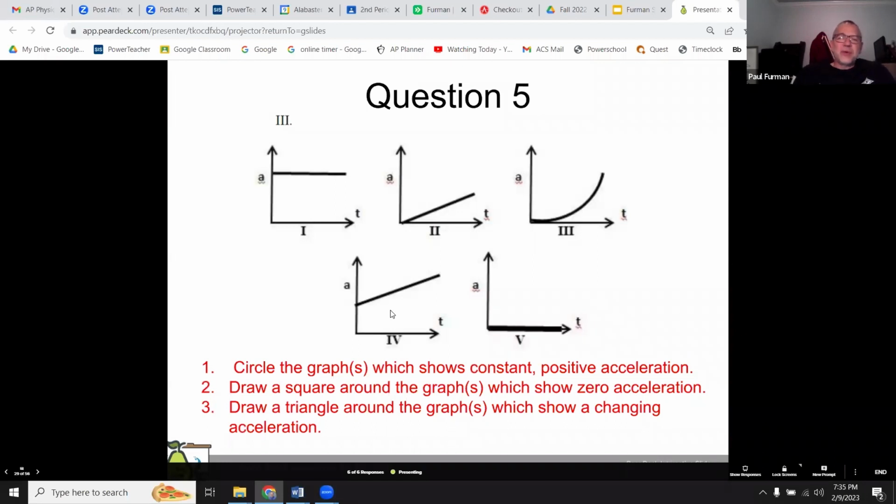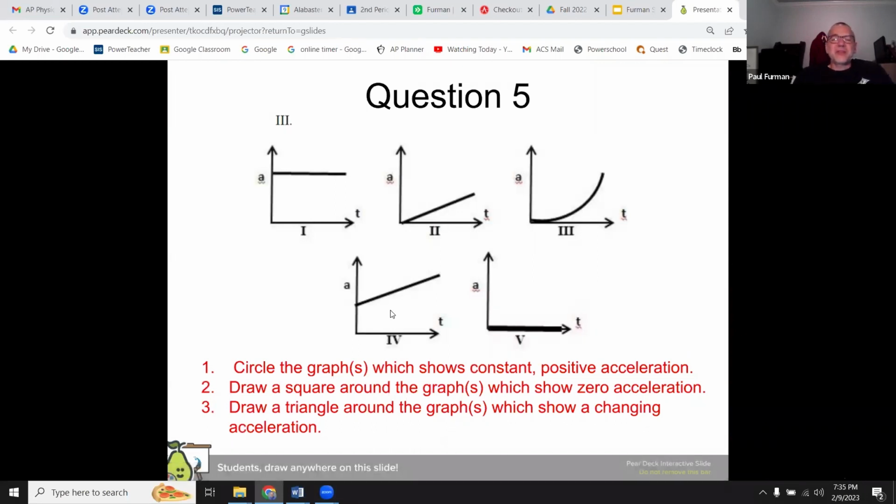you will not see problems involving a changing acceleration in terms of a kinematics problem. The only time I would anticipate you seeing a changing acceleration would be for springs and pendulums, simple harmonic motion. But for the most part, with AP Physics 1, you'll be dealing with a constant acceleration or zero acceleration.